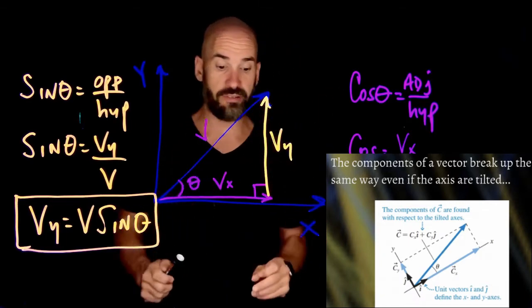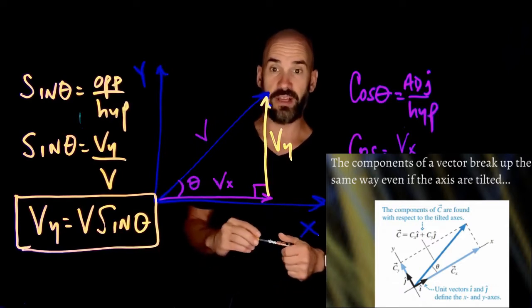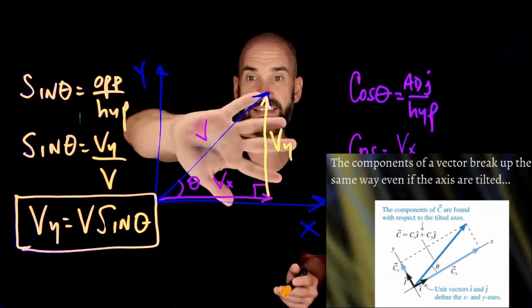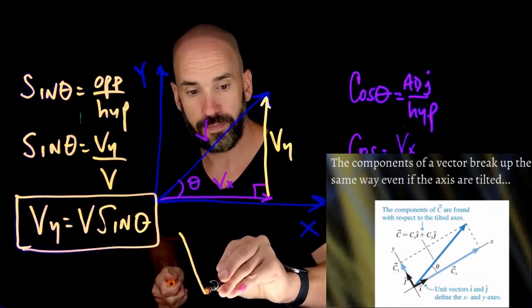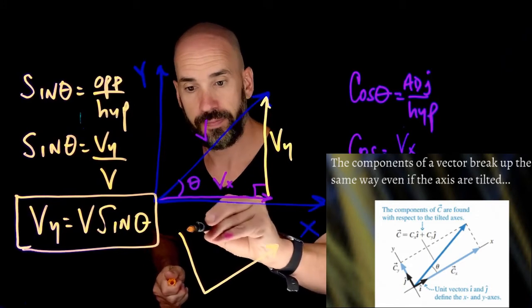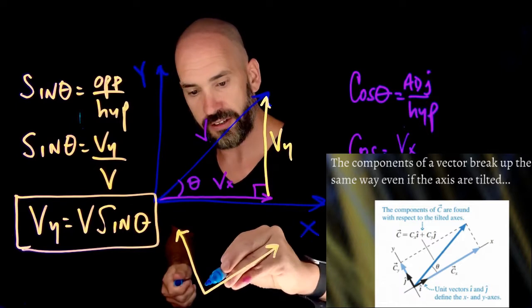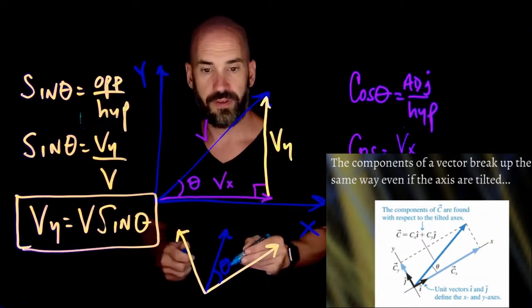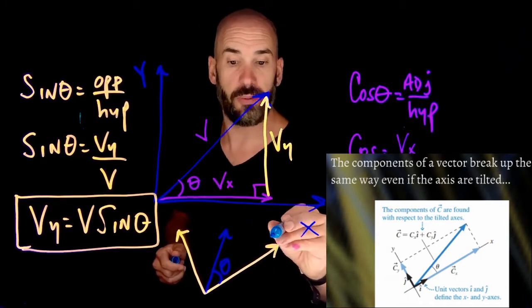If you advance to the next slide, it shows another coordinate system, but at a tilt. It says the components of a vector break up the same way even if the axis is tilted. And this is just an important thing that I want to say, that even if we take this axis and we just rotate it, so it looks like this now, and now we have a vector V here. This is theta. In this case, even if we do this, the same rules apply.